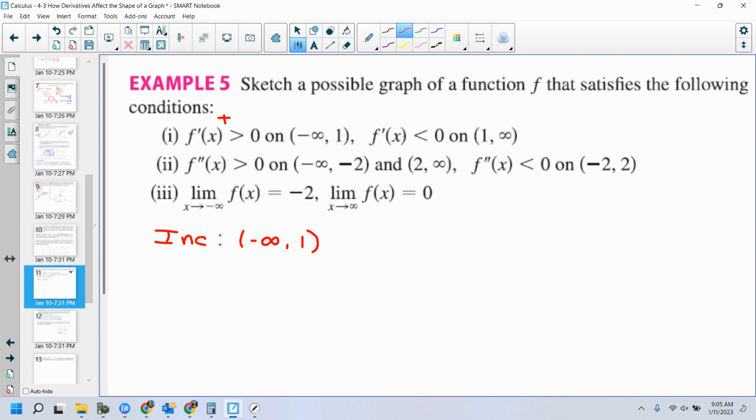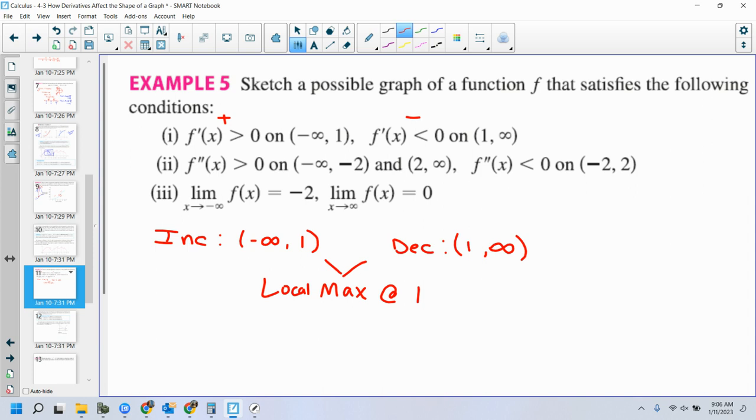What is this piece telling me? The derivative is negative from 1 to infinity, so it's going to decrease from 1 to infinity. What does this combined tell me? If it's increasing until 1 and then it starts to decrease, it's a maximum value. It's increasing and then decreasing. So we can say these combined mean that there is a local maximum at 1. Could be the absolute, but right now we just know that there's a local.